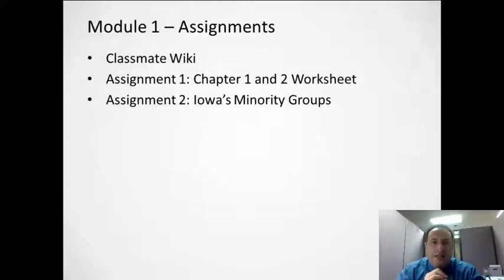And then assignment 2, you're going to go to the Iowa Data Center and find some information out about Iowa's minority groups. You're also going to complete a pie chart. If you know how to do one, it's going to be pretty easy. If you don't know how to do one, there's a YouTube video that I posted that you can watch. It's easier than you think.